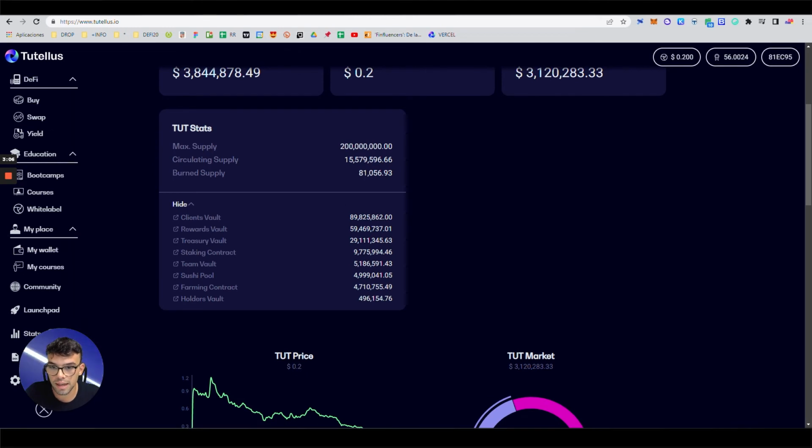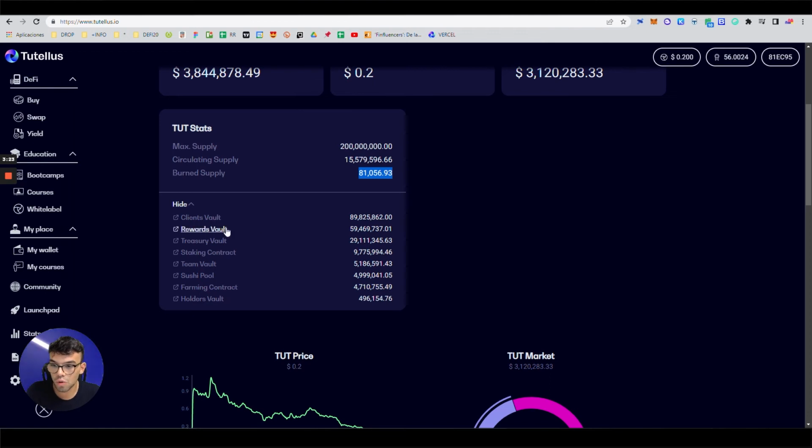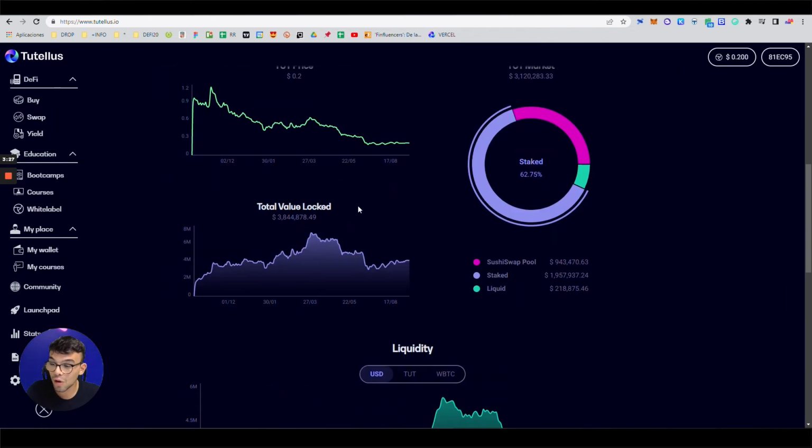We see that there's a maximum supply of 200,000, that right now only 15,000 are circulating, and that 482,000 tokens have been burned. That is something that we talked about in the white paper about the deflationary model. We have access to all the values and all the rewards if you want to have a look at it. And then here comes a very cool part of some statistics for nerds, I would say.